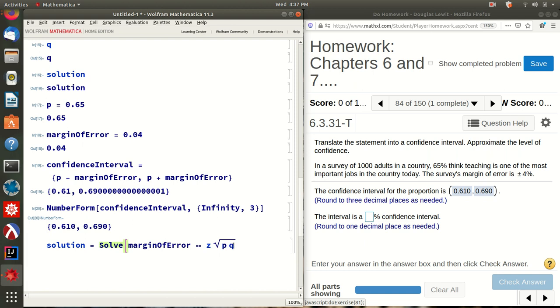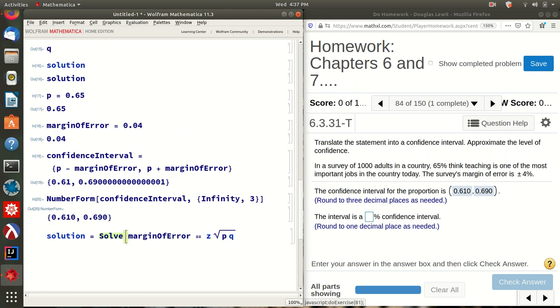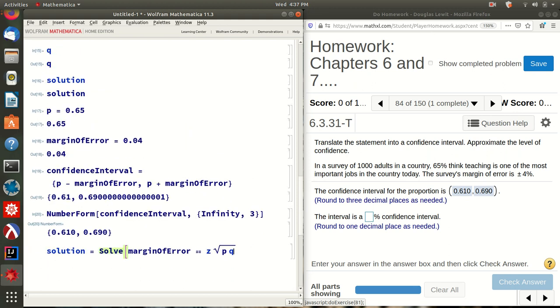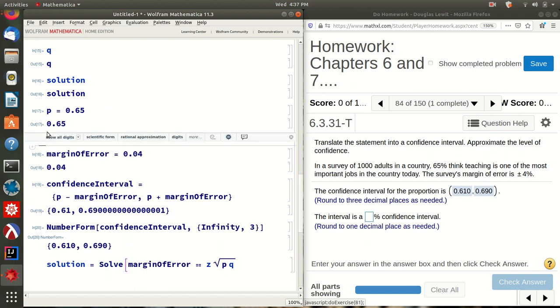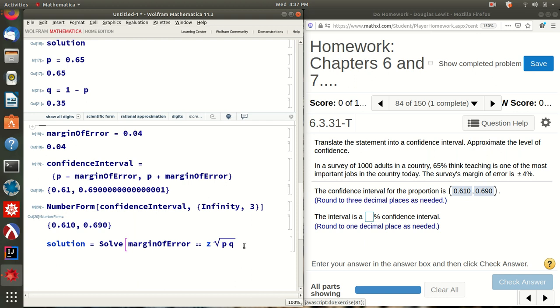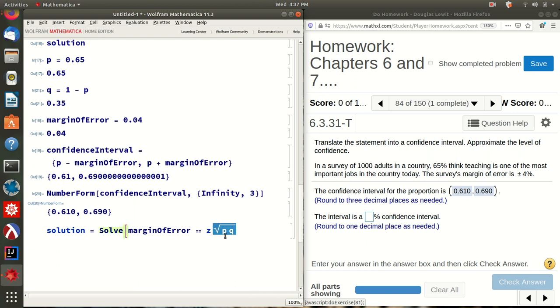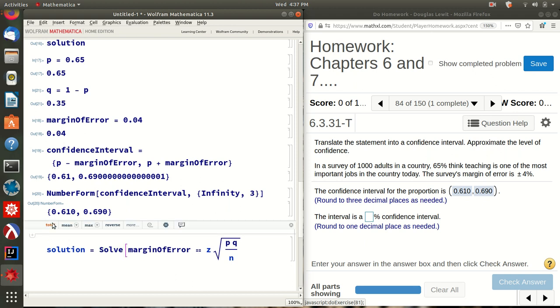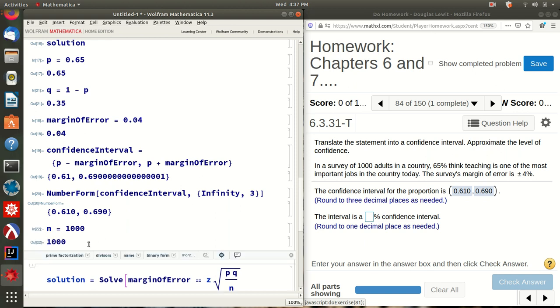square root of PQ. Did I define PQ? Let me see. You know what? I did not define it. I defined P. I did not define Q. Q is 1 minus P, which is 0.35. Okay. Highlight PQ. Control divide by N. And you know what? I didn't define N either. N is equal to 1,000 people in my sample. All right.